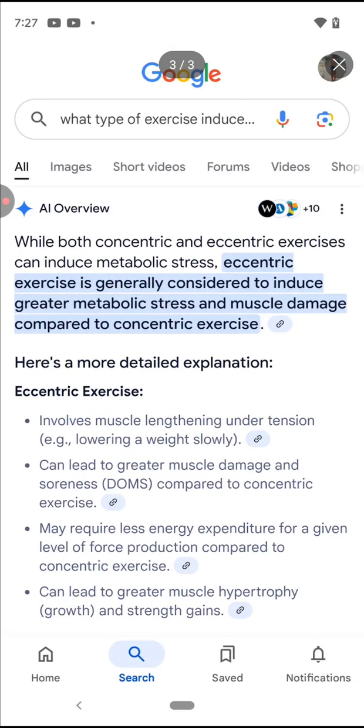All right, let's find out about metabolic stress now. While both concentric and eccentric exercise can induce metabolic stress, yeah, they can, but guess what? Eccentric exercise is generally considered to induce greater metabolic stress and muscle damage compared to concentric exercise. So when you do metabolic stress in the eccentric, what does it do? It's more likely to induce muscle damage. Damage to grow sarcomeres.